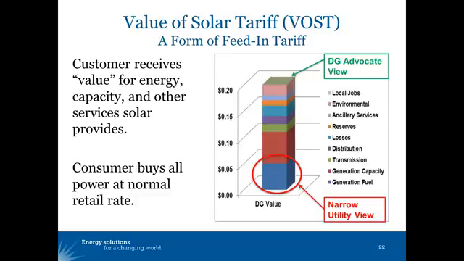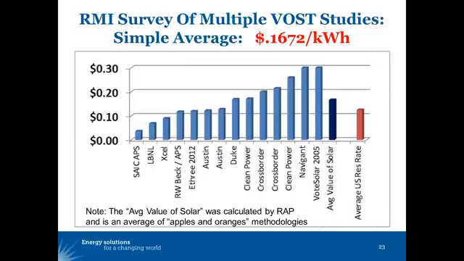And indeed, we've seen value of solar studies that reach values that include few or all of these. This is a Rocky Mountain Institute survey of multiple value of solar studies, ranging from some that were under a nickel a kilowatt hour, mostly looking at short-run costs only to the utility system, to some up in the 30 cent per kilowatt hour range, looking at long-run costs in some cases, including societal, environmental, and local economic development benefits. These methodologies are not the same. We would not expect them to produce the same results. The simple average of these is about 17 cents a kilowatt hour. The average U.S. residential rate currently is about 11 cents a kilowatt hour.